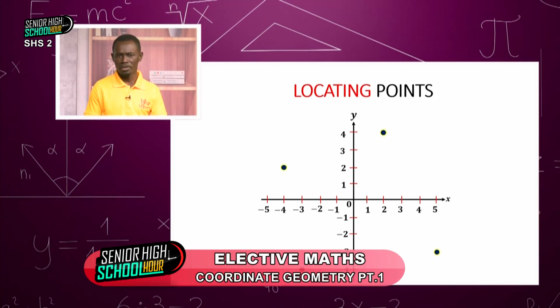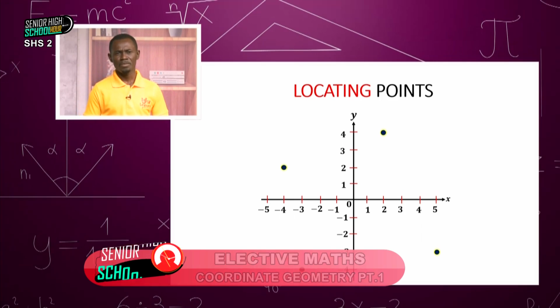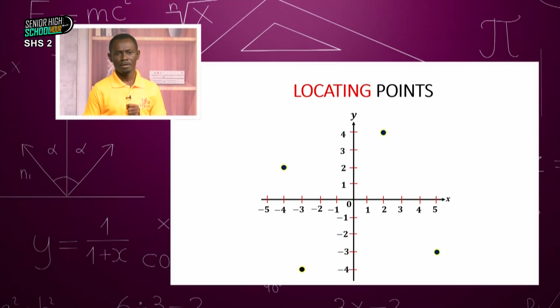How do I locate them? How do I identify them? By the way, what is a point? A point is supposed to be a unique location in space. It's a unique location in space. A point is not supposed to have a magnitude. So it does not have a magnitude, theoretically speaking.